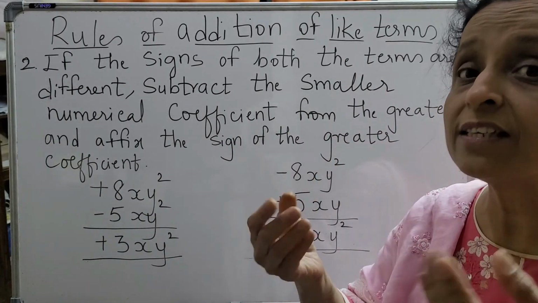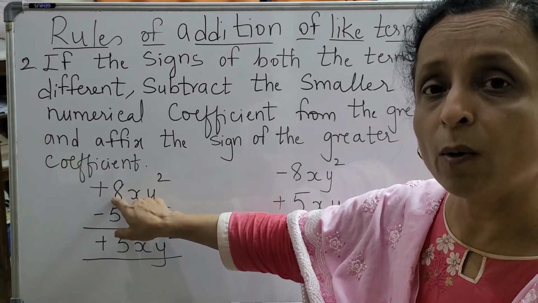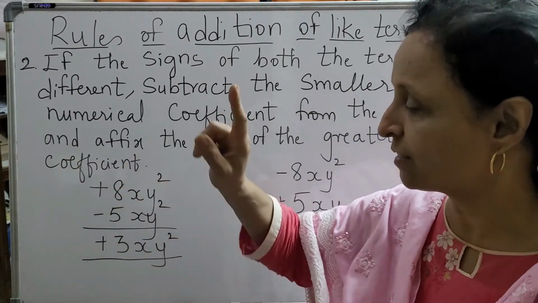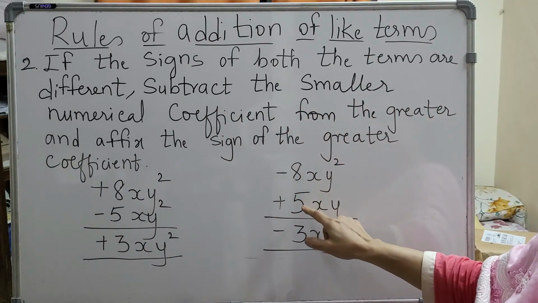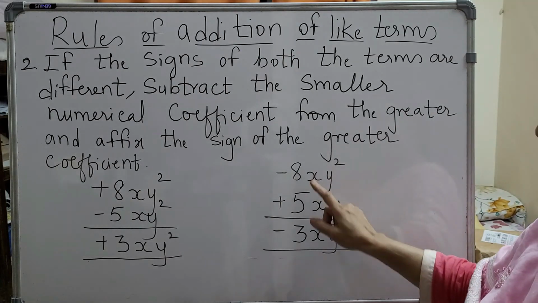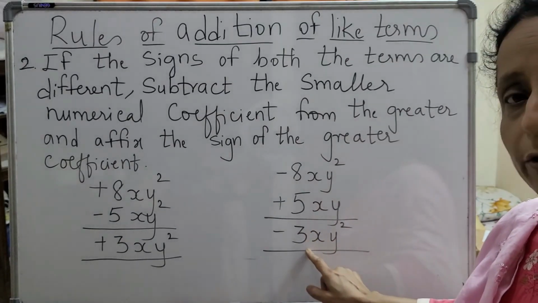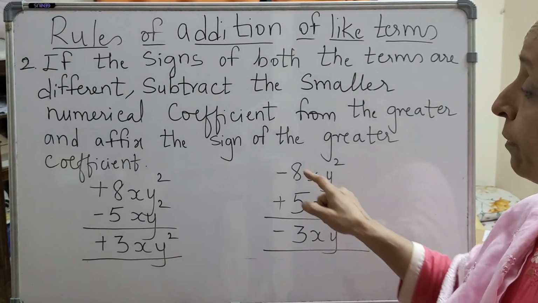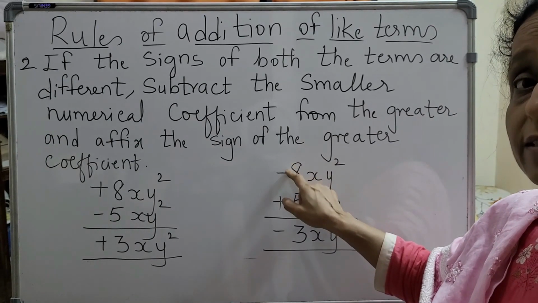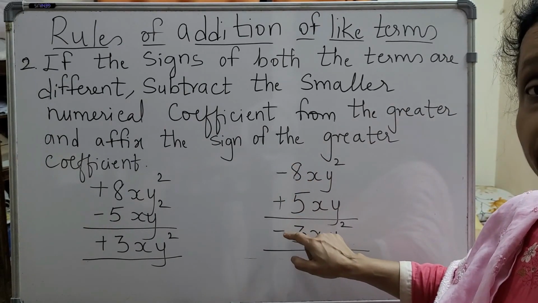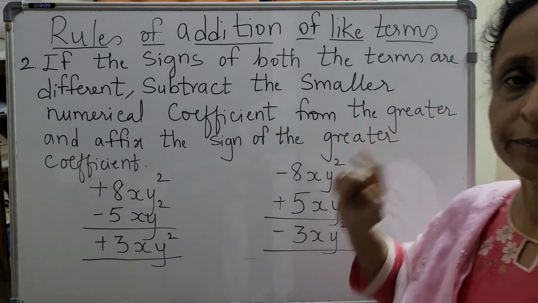Now how will you decide which sign should be given? See, the bigger one is 8, it has got the plus sign, so you give the plus sign. Here it is minus 8 plus 5. You have to subtract because the signs are different. So you have subtracted, got 3. Now which sign has to be put? You see, 8 is the bigger one, which has got the minus sign. Therefore you affix this sign here as minus.